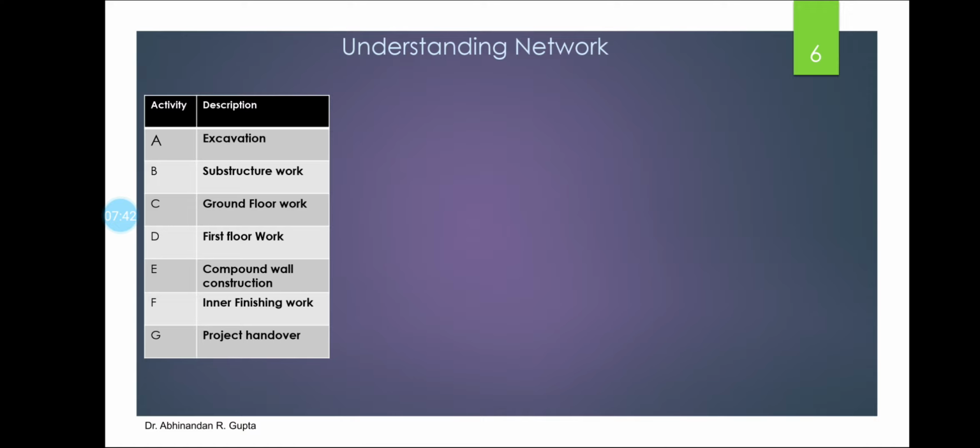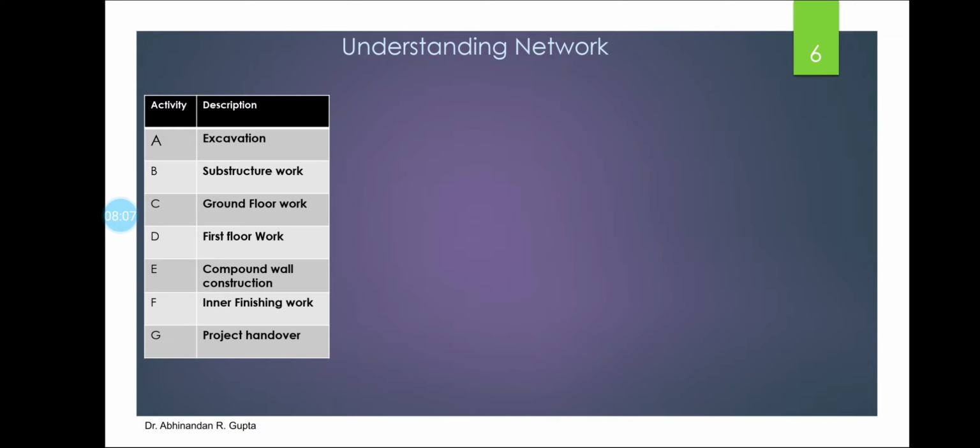Now further, we will consider a small example. This example consists of some activities. Activity A is excavation, B is substructure work, C is ground floor work, D is first floor work, E is compound wall construction, F is related to the inner finishing work, and G is the project handover. We will learn how to develop the network one by one.